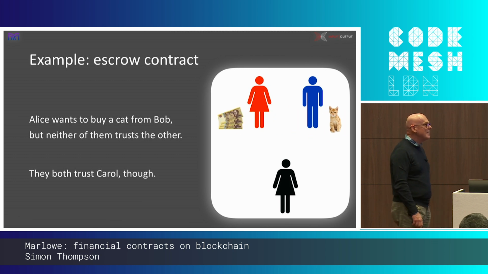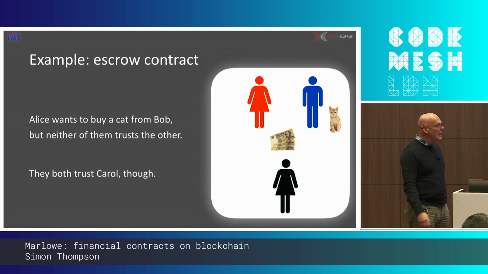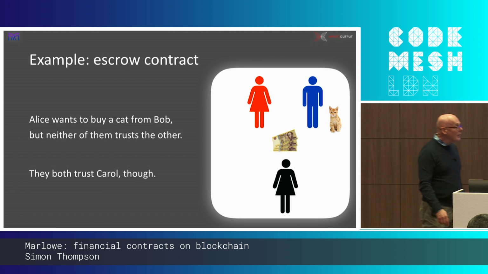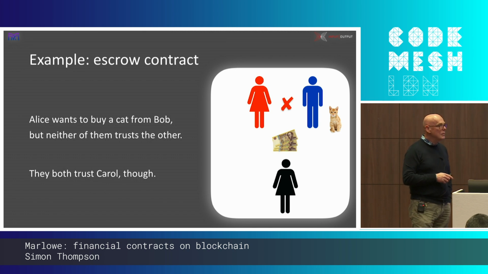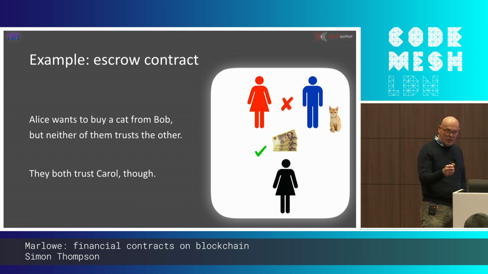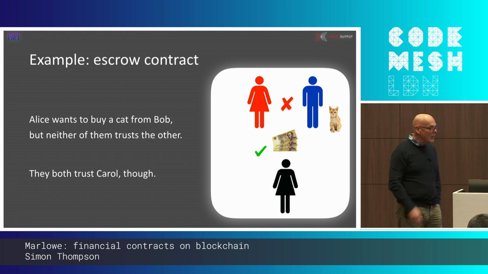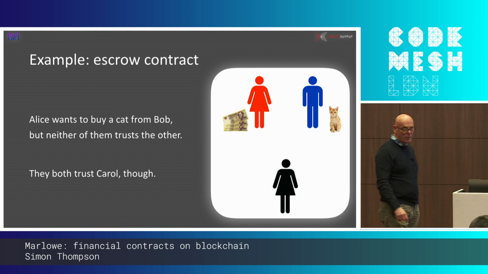But Alice could put the money in, and Bob doesn't give her the cat. We can see they disagree. Alice says she's done her bit. Bob won't give her the money. At this point, Carol comes in, and she and Alice can agree, yes, Alice needs to get her money back. And that's indeed what happens.